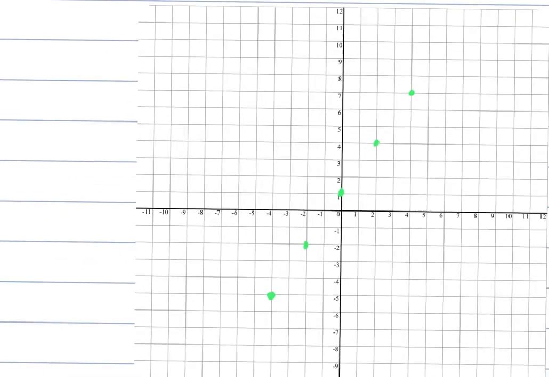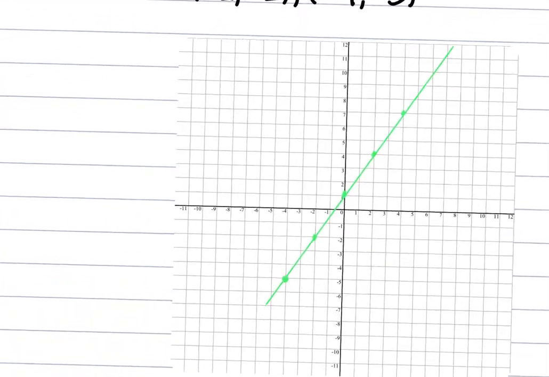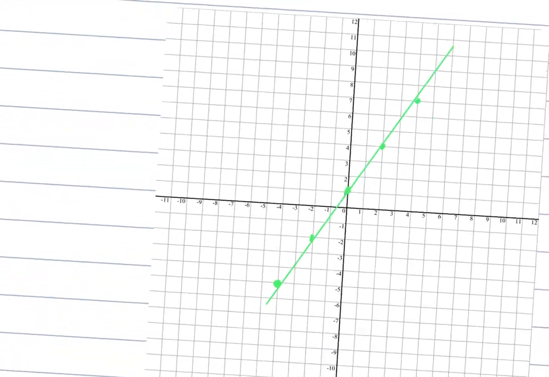All right, guys, someone give me their interpretation of what just happened. What does this one look like? Sabrina? It definitely looks linear. Why? Because it's a line. Do you guys see that? It's a straight line.